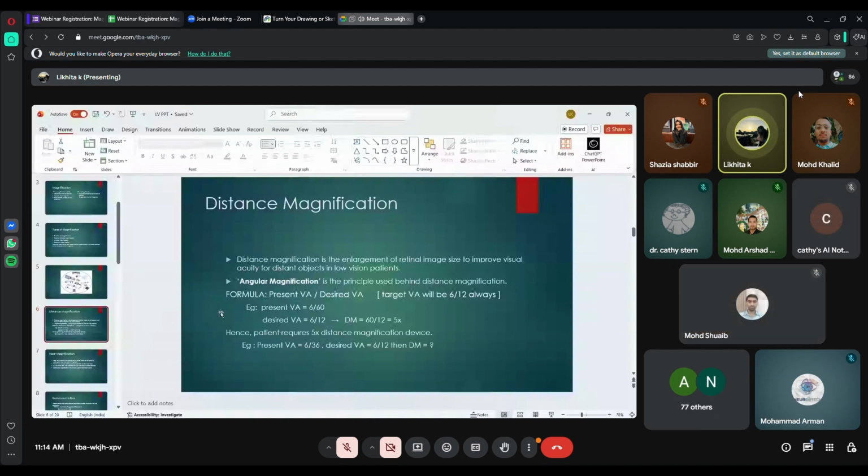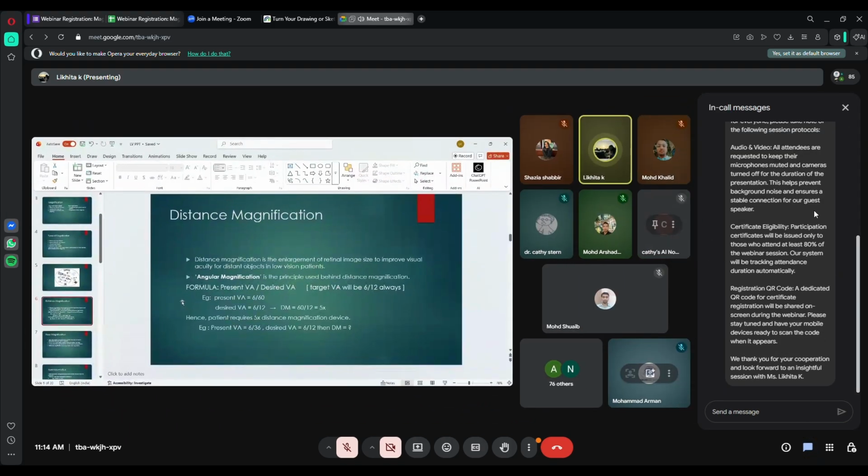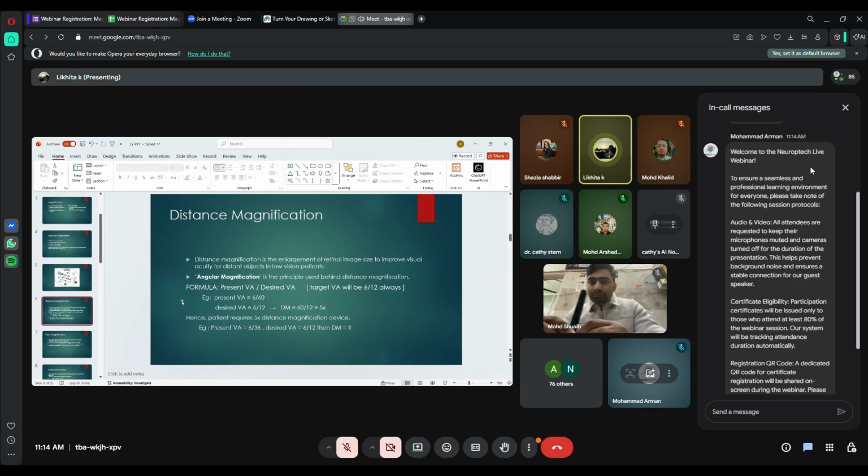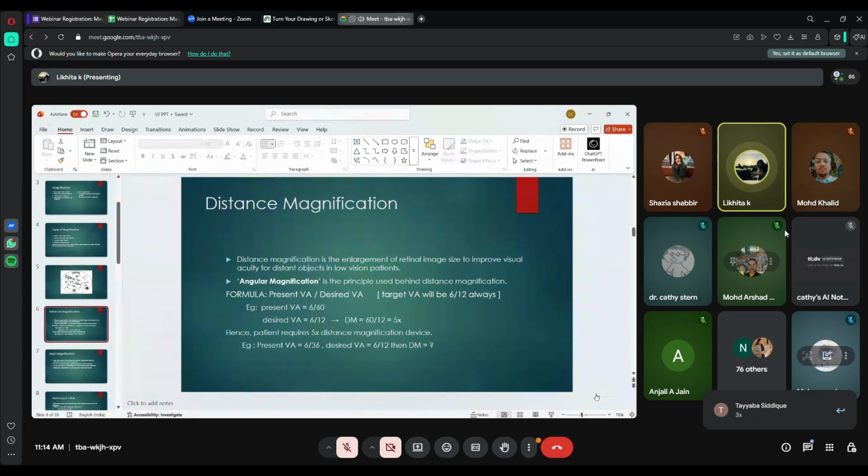If you have any pen or paper, or else you can use a calculator as well. So for another example, if the present visual acuity is 6 by 36, and the desired VA is 6 by 12, then what is the distance magnification for this example? You can type in a message.